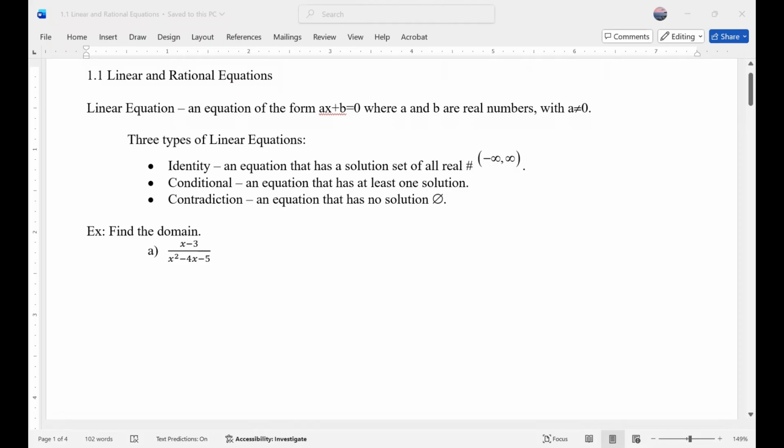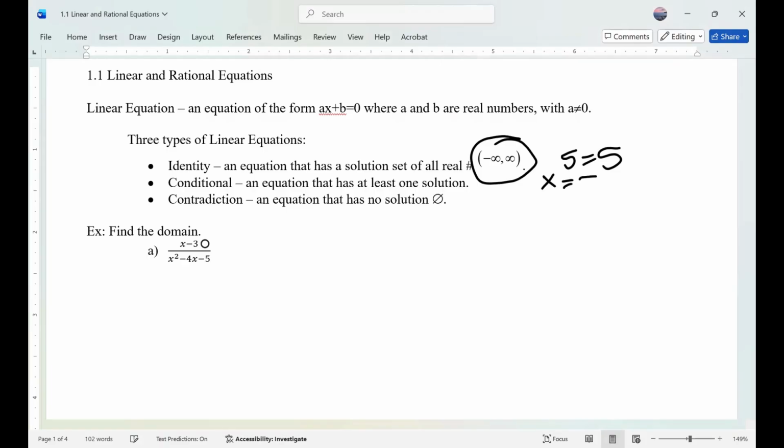We are going to come across three different types of equations, and this is throughout the entire college algebra. We would get an identity in which we end up having a true statement. So for instance, 5 equals 5. Then we would answer it with all reals, using negative infinity to positive infinity. A conditional one is the one we're going to come across the most. That's when we have an equation with at least one solution. So you might get x equals 5. So they're telling us exactly what x can be.